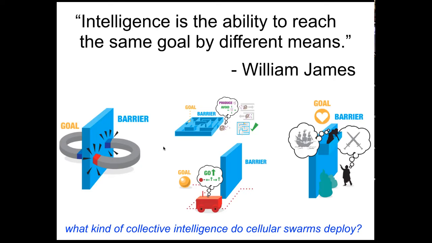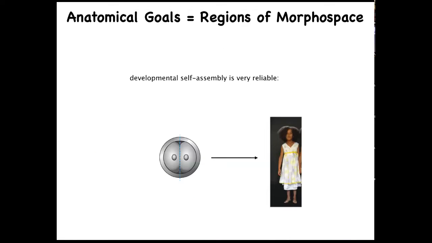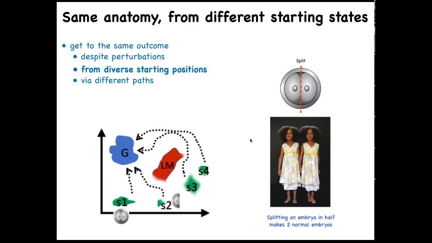So let's ask, what kind of collective intelligence do cellular swarms deploy? So cells in the body, what can they actually do? Well, the first thing to think about is that development, while it's very reliable, so most of the time this egg develops into exactly what it's supposed to be, it actually isn't hardwired, because you can cut early embryos into pieces, and each half, so let's say you divide it in half here, each half, you don't get a half a body, you get two perfectly normal monozygotic twins.